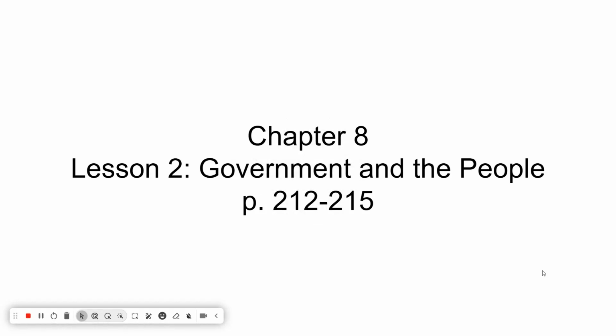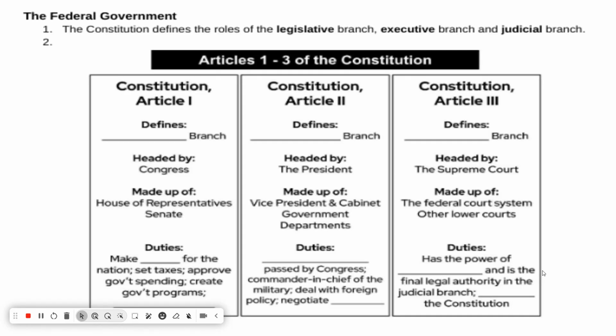Mrs. Politsky, and I have your notes for Chapter 8, Lesson 2, Government and the People. So, we're going to talk about the federal government, and the Constitution defines the roles of the legislative branch, executive branch, and judicial branch. So, Articles 1 through 3 of the Constitution are spread out over these different branches.